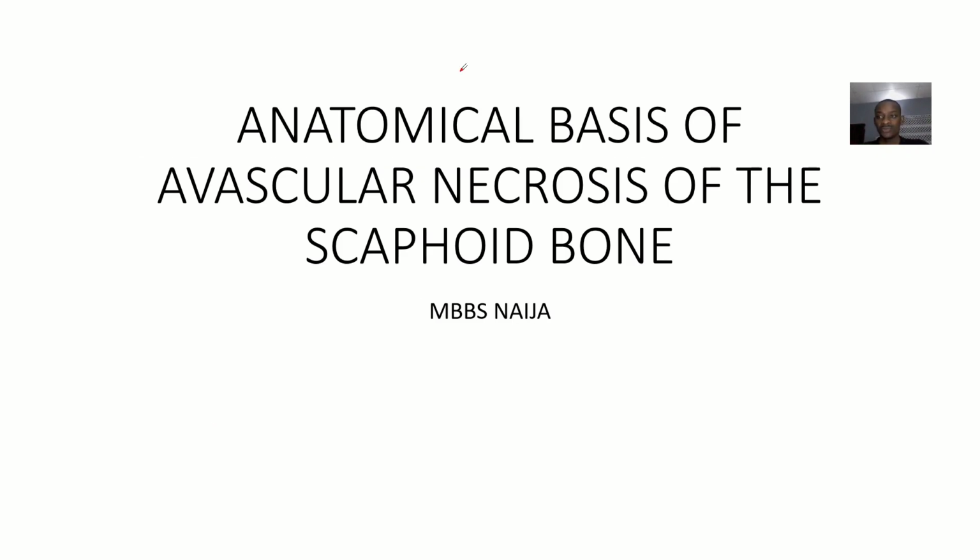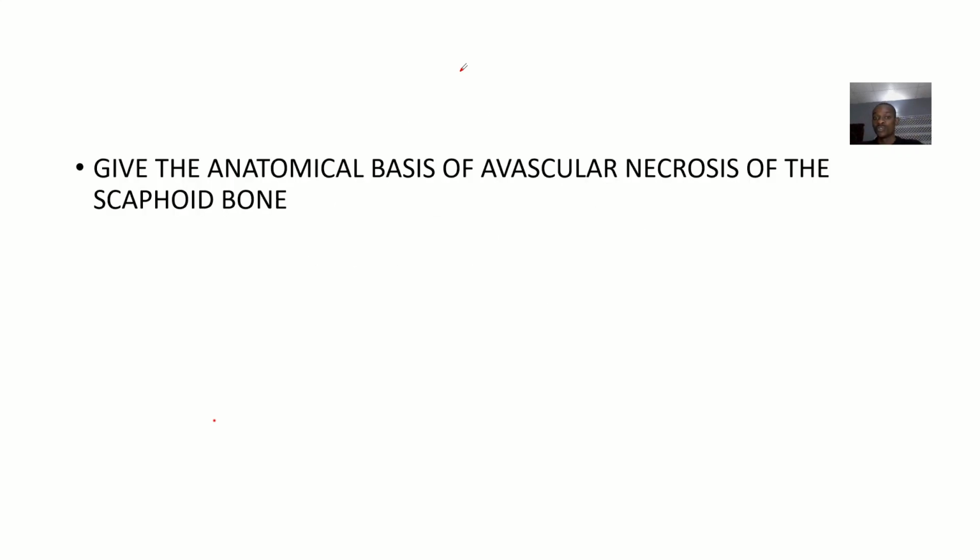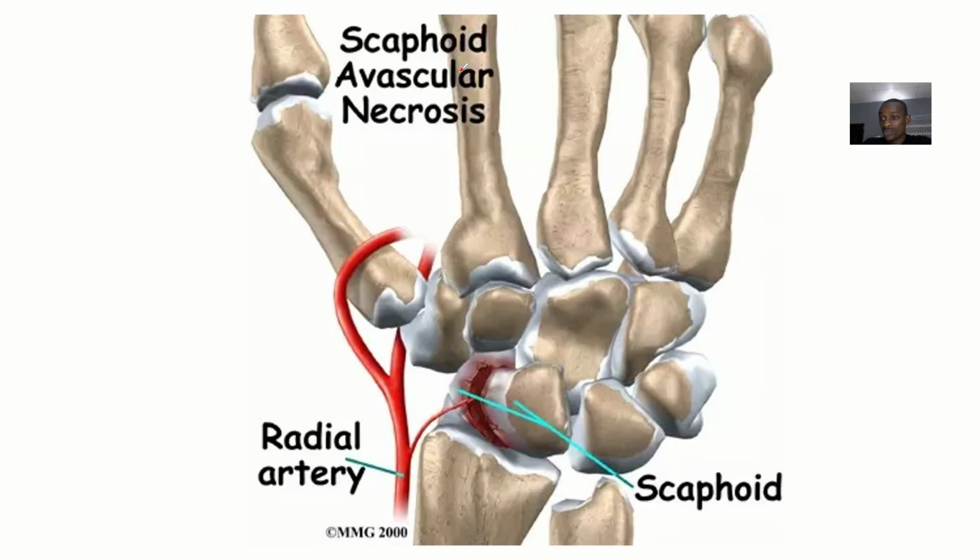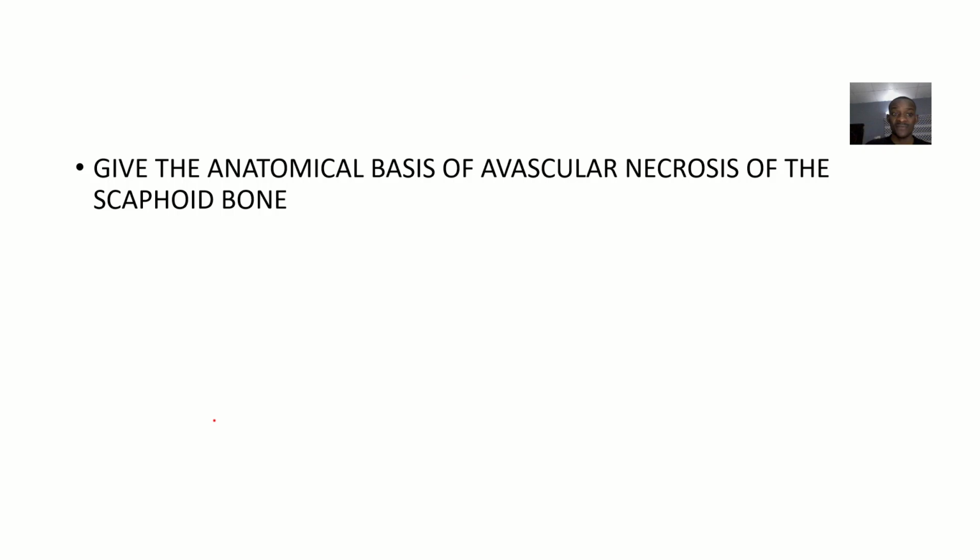So we're actually asked to talk about the anatomical basis for avascular necrosis of the scaphoid bone. Why is it always occurring at the scaphoid bone? I think literally that's what they mean. If you are going to talk about the avascular necrosis of the scaphoid bone, you are simply going to talk about how the scaphoid bone can get fractured, and if the scaphoid bone gets fractured, how this affects the blood supply of the scaphoid bone. If you relate it like this, then you are perfect to go.